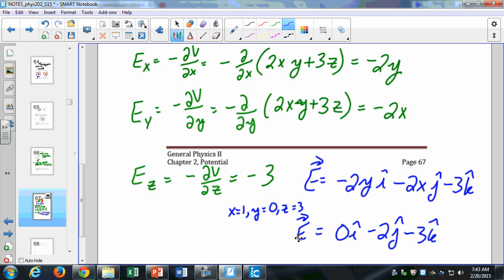It's a really nice way to get back and forth between my electric potential and my electric field, where I can take that potential function, which is a scalar quantity, and pull out a vector quantity in my electric field. And it just looks at how that electric potential changes. If the electric potential changes a lot, then my electric field is going to be bigger. If it doesn't change very much, then it's going to be smaller.